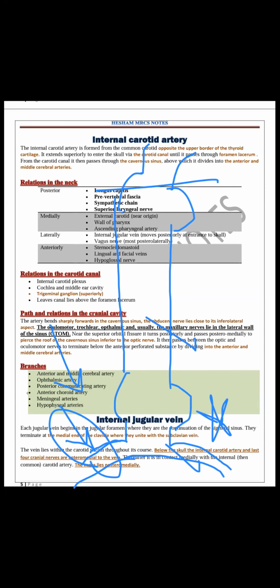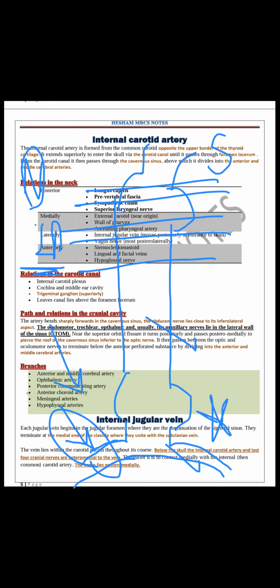First one is the continuation from the sigmoid sinus. This sinus is the first one. Second one is the inferior petrosal sinus. So I have two sinuses. Then I have two thyroid branches, superior and middle thyroid. Then I have two related to the face. This is the lingual and common facial veins. Now it became easy. I have two sinuses, two veins related to the thyroid, and two veins related to the face.